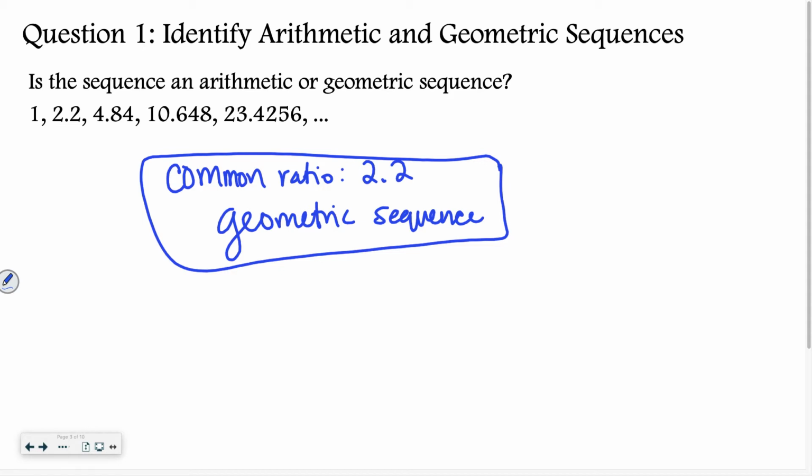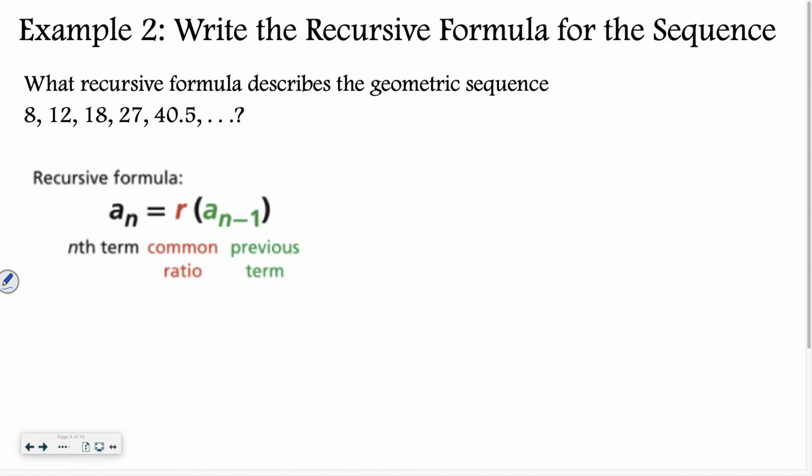All right, example 2, write a recursive formula for the sequence. So again, let's draw on our previous knowledge. When we talked about arithmetic sequences, we learned about recursive and explicit formulas. Recursive, remember, is the one where you have to find every single term before it in order to get the next one. Okay? So that's what we're going to look at right now.